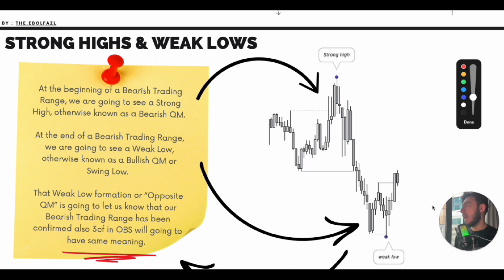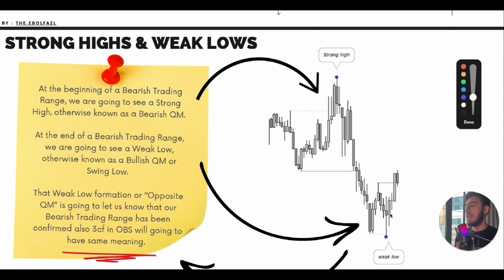Or sometimes you don't see the bullish QM. You can see you have a strong high, bearish QM, but you don't have a swing low like this. Your swing low is more like this. That's going to be the three candle confirmation. You can take that three candle confirmation just for the weak low, okay? Just for the weak low, but the strong high should be a QM formation, a bearish QM formation.